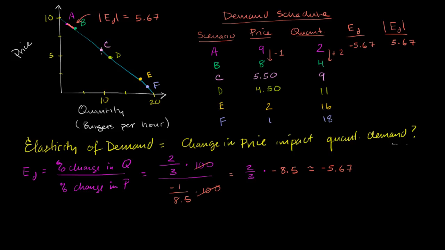Now let's do the other two sections right over here. So let's think about what happens when we go from C to D. So our elasticity of demand there. From C to D, we have a change in quantity, once again, of +2. And our change in price, once again, is -1.